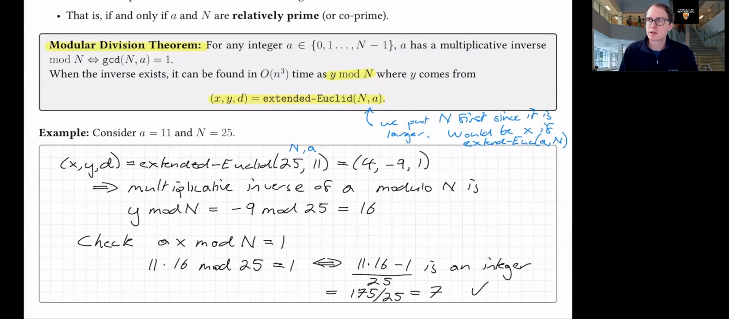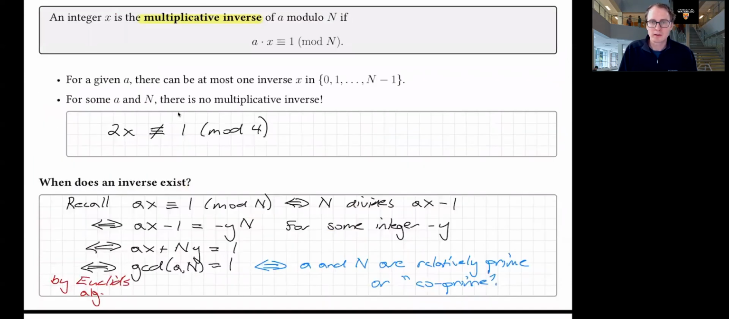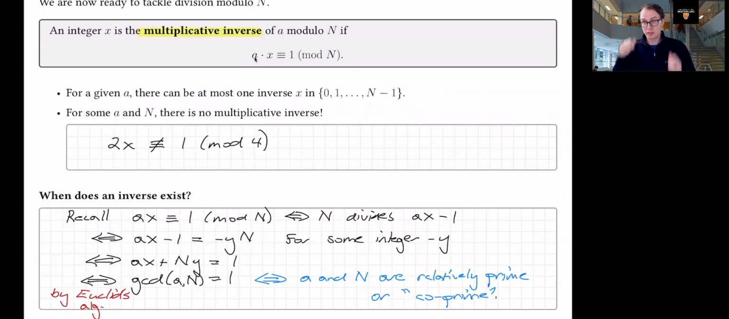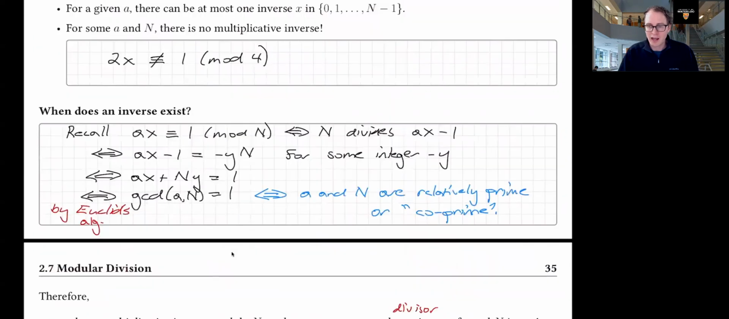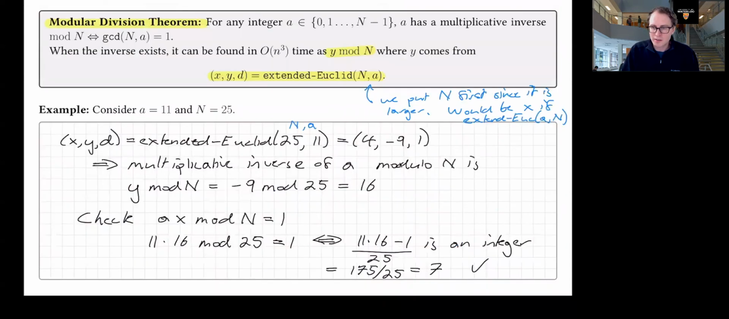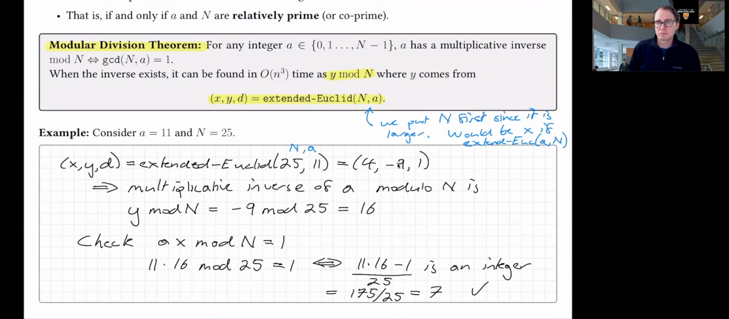So this is how we compute the multiplicative inverse of a number when it exists. We check if it exists by checking if a and n are coprime. If it exists, then we can call extended Euclid on n, a. We look at the second argument that we get from extended Euclid, take mod n so that we get a mod n number. Of course, a multiplying minus 9 mod 25 will also give you 1. It's just that we want to map it to its equivalent number between 0 and n minus 1. And that's why we take mod n here.